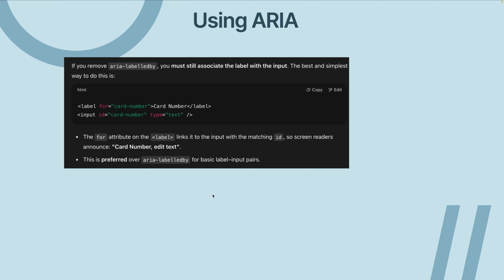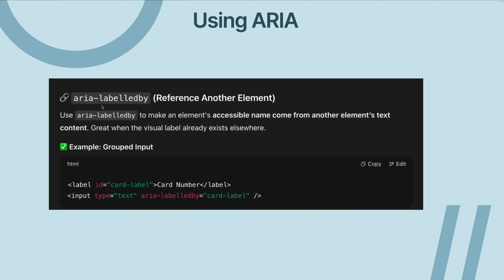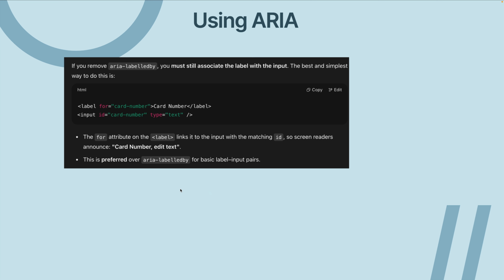If you remove aria-labelledby, you must still associate the label with the input. The very simple and natural way to do it is to use a label, use a for attribute, and give it the same value as the ID of the input. But if for some reason you can't use that, then you need to use the aria-labelledby, which is this approach. When you use the for attribute on the label, it links it to the input with the matching ID. So the screen reader will announce like this. When the user goes to this input and taps into it, it's going to announce whatever you write inside of the label, which is card number.